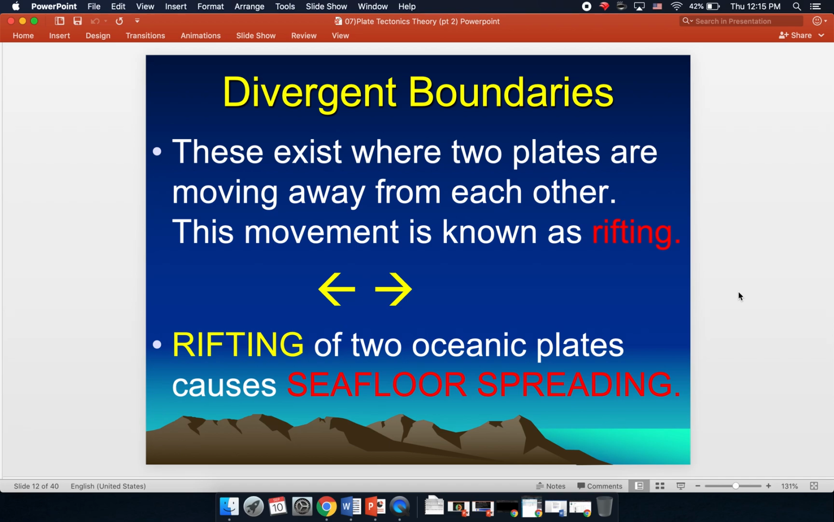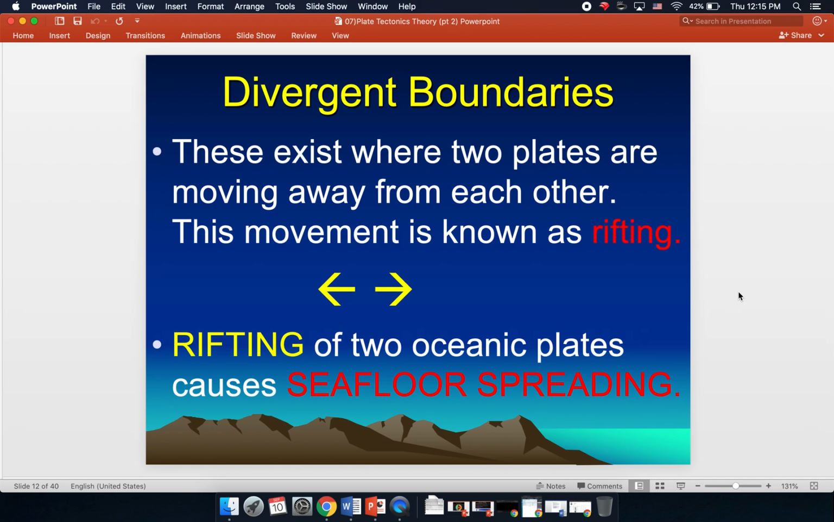All right, divergent boundaries. The name says it all. Diverge means to move apart or move away from each other. So a divergent boundary exists where two plates are moving away from each other. And we call that type of movement rifting.